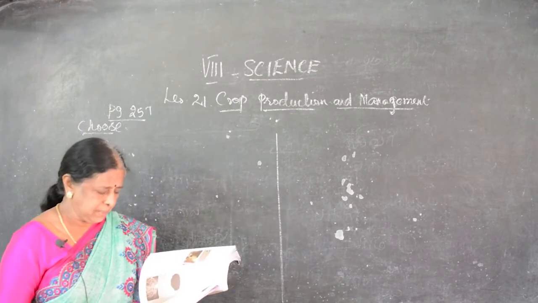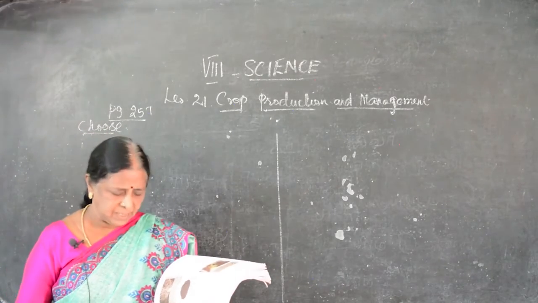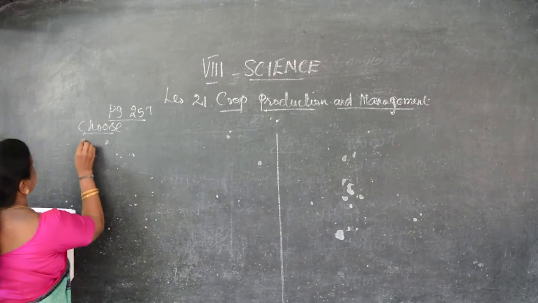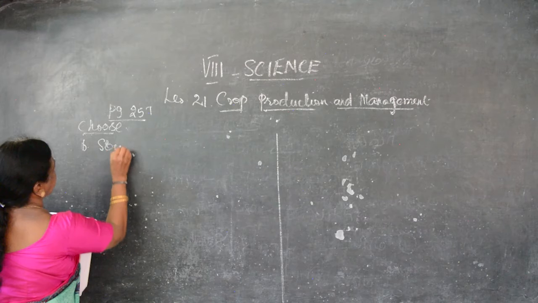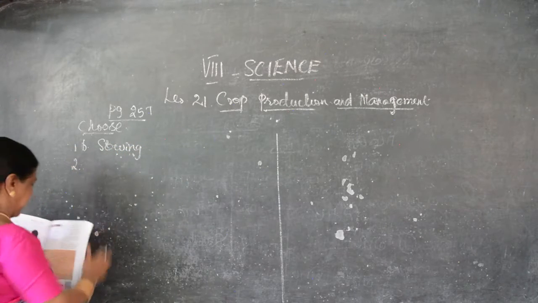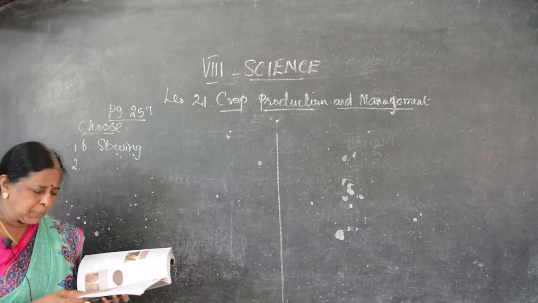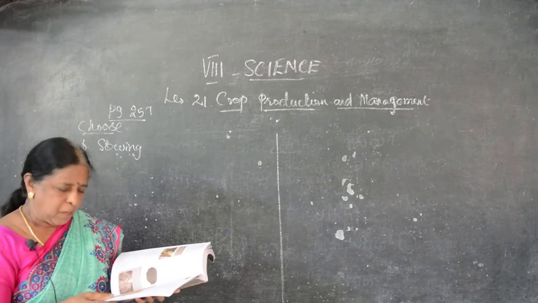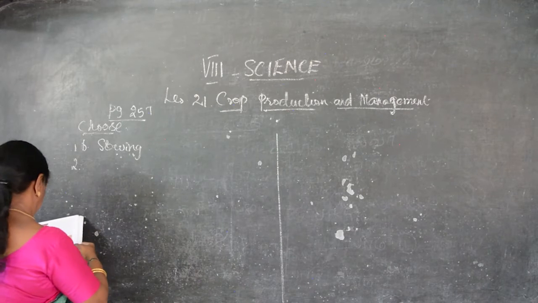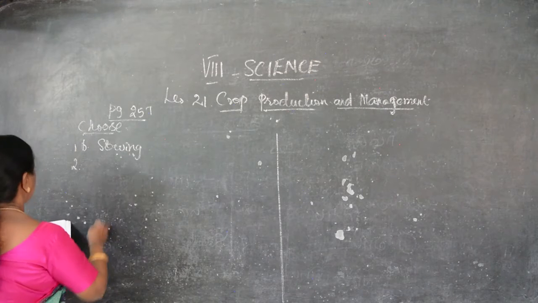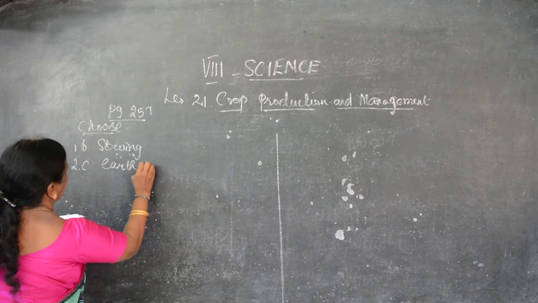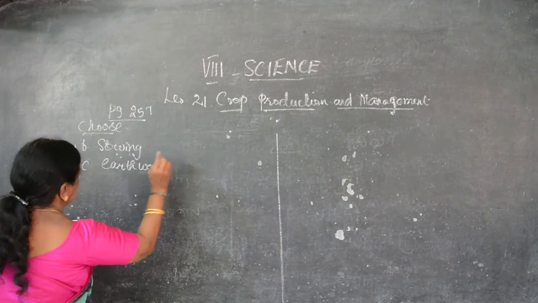Take pencils in your hand. The process of placing seeds in soil is called as sowing. Option B is the correct answer. Sowing. And second one, organism that control insects and pests of plant crop is earthworms. Which organism control? Organism, living thing. So we have to write earthworms.